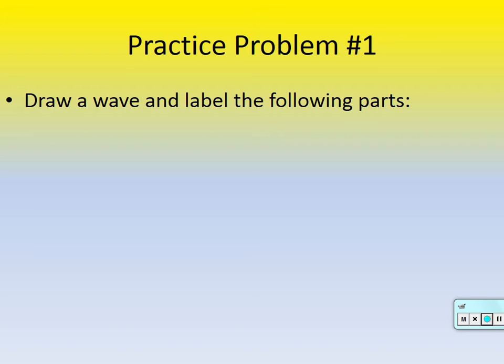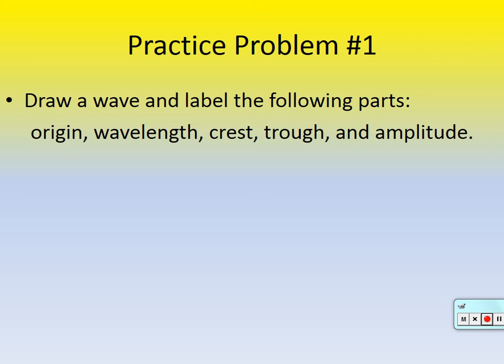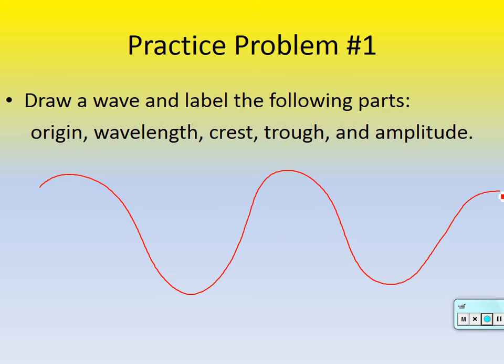Okay, practice problem number 1. It says to draw a wave and label the following parts. I want you to label the origin, a wavelength, crest, a trough, and amplitude. Okay, so practice problem number 1. So we're going to draw a wave. And now let's draw those parts. Let's draw the origin first. There's this imaginary line right through the middle of it all.